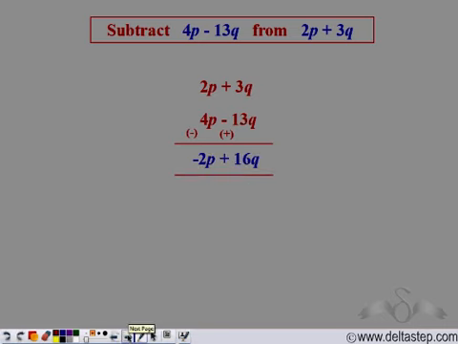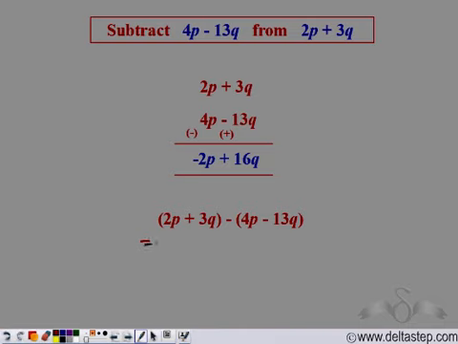Now this column method, it takes up a lot of our time. So we can also do it by writing in a single line. Let us see how. First we write 2p plus 3q and we need to subtract 4p minus 13q from that. So this is what we have.